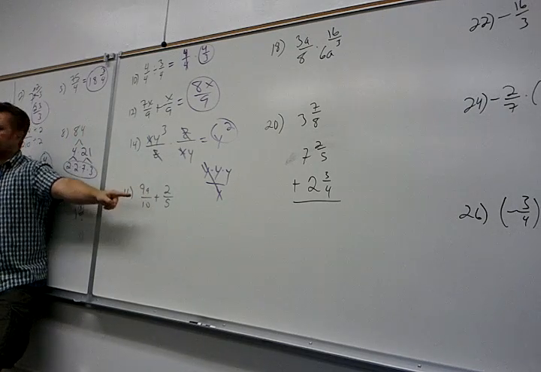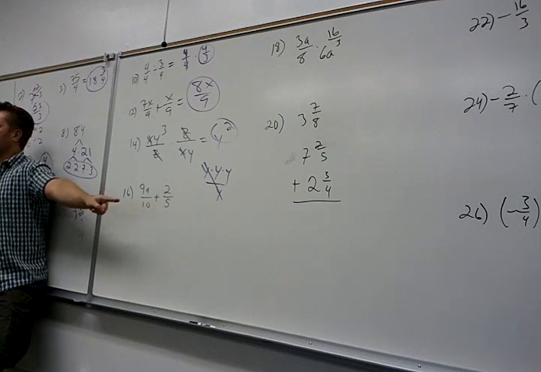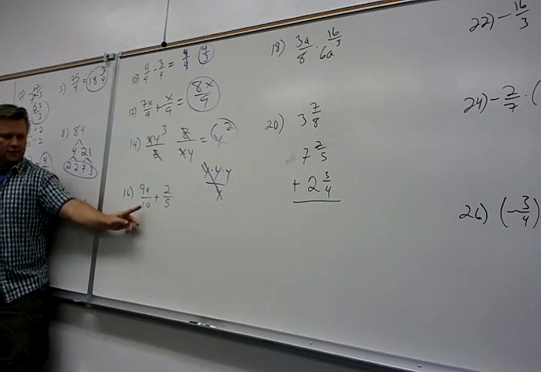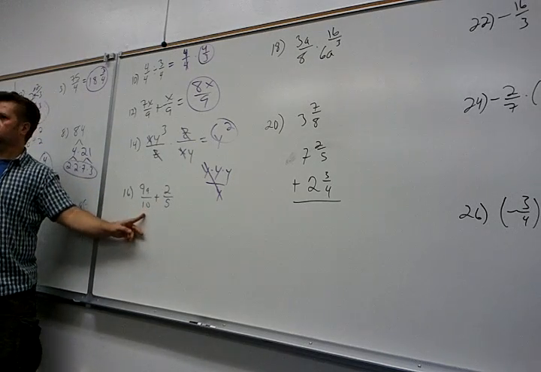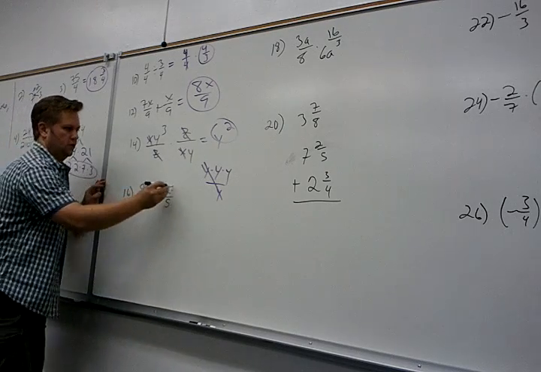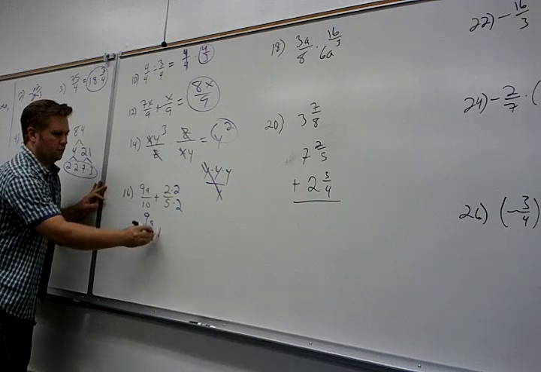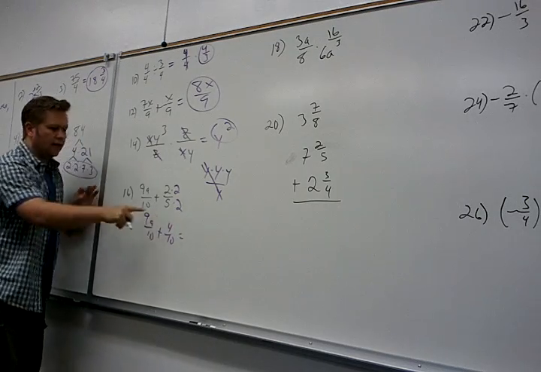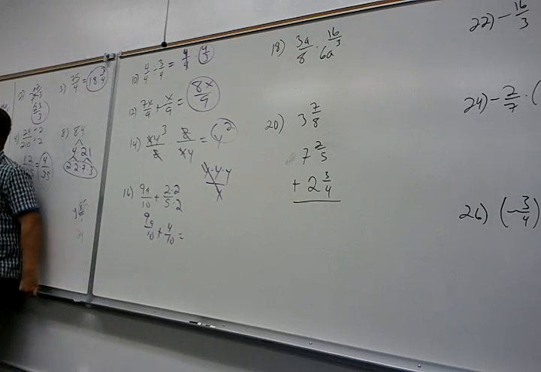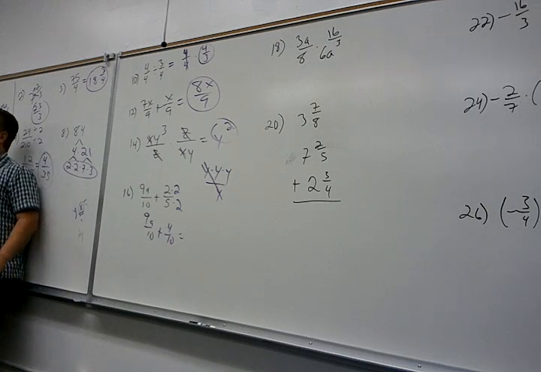It doesn't. I still need the LCD. Don't make this over 15. What is the LCD here? 10. You could make it 20, but the LCD is 10. So then you get 9a over 10 plus 4 over 10. 9a plus 4 is not 13a, right? They're not like terms.